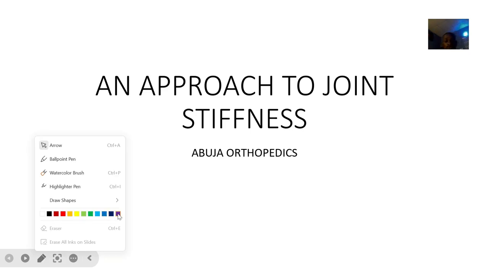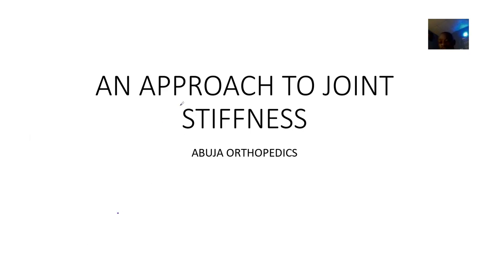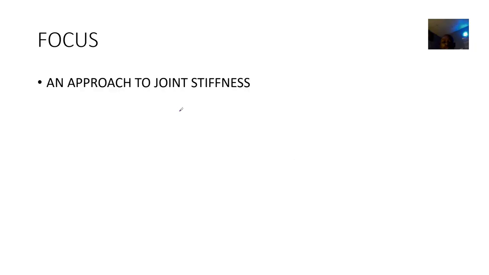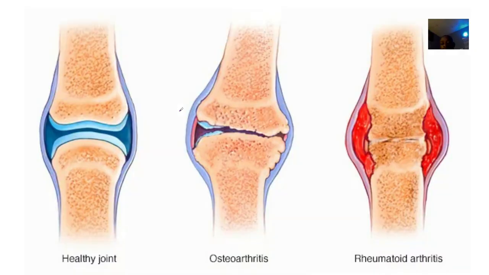Alright guys, so we'll get to look at the next stuff, which is approach to joint stiffness. Alright, so this is it. Approach to joint stiffness. So it's basically how to clerk a patient that has what? Joint stiffness.